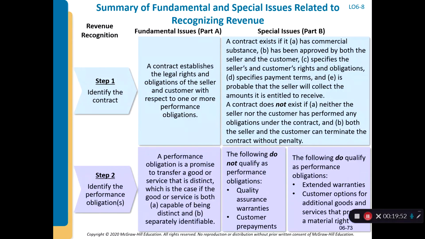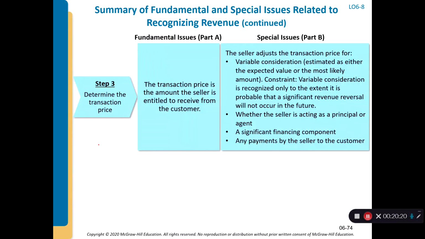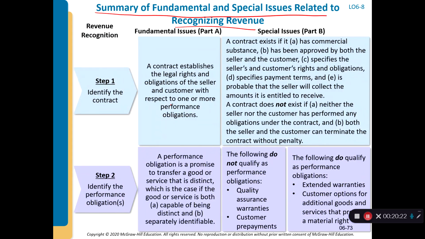So I'm not gonna detail and summarize all of this knowledge content. But what I want to say is that in past lectures and until now, we have talked about a lot of fundamental and special issues related to recognition of revenue. First of all, revenue recognition has 5 steps, right? And then there's a lot of complication in each step.